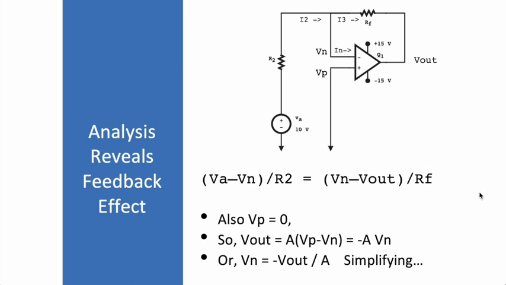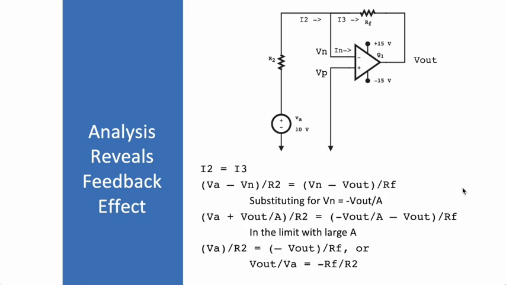So we have that expression here. Also note that Vp is 0. So that means we could simplify the expression a little bit, and we could just say V out is equal to minus A times Vn. Now we have Vn in this expression up here, so let's use the substitution Vn is equal to minus V out over A and simplify the expression that we have.